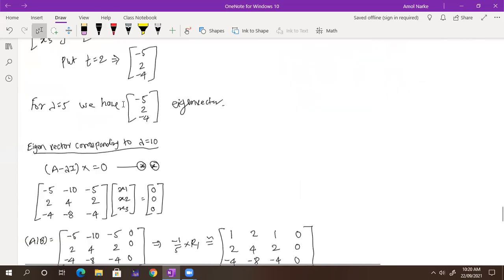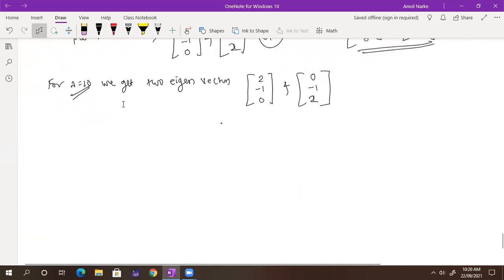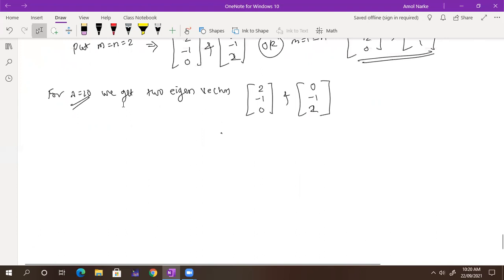In the next lecture, or while solving problems, you will get a problem like that, where even if my eigenvalues are repeated, still you will sometimes get only one eigenvector. Okay, clean and clear? Does everyone understand eigenvalues and eigenvectors? Yes.